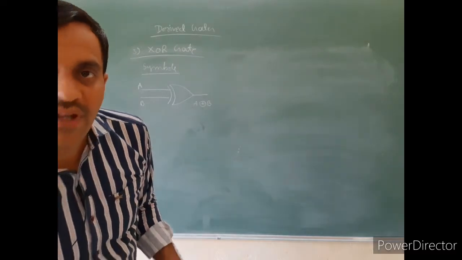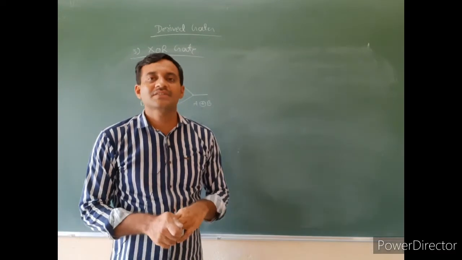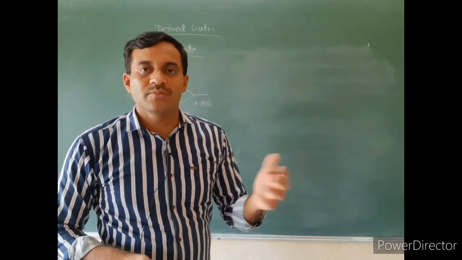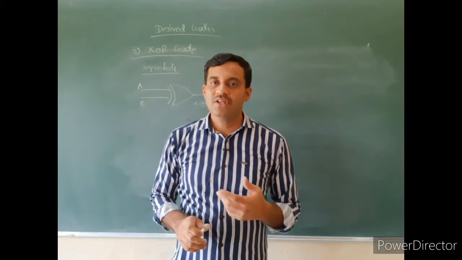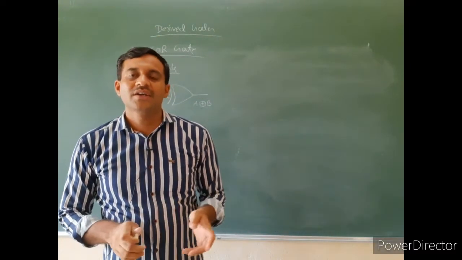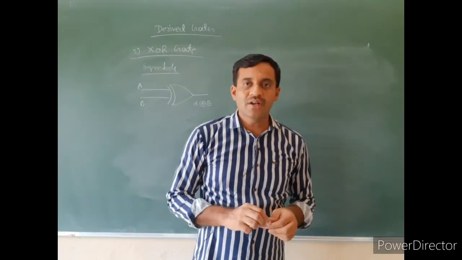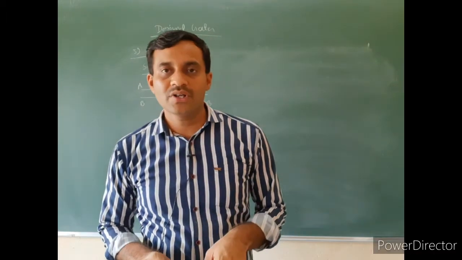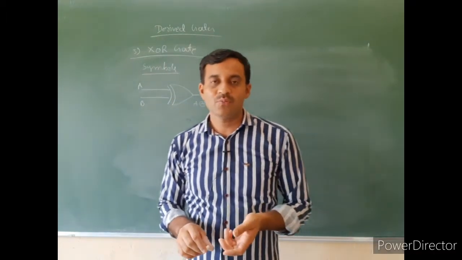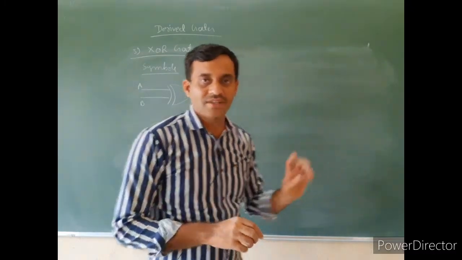Then, what is the working principle of the XOR gate? See here, it is also an electronic circuit. It accepts 2 or more inputs and produces only one output. If there is an odd number of ones in the input, then output is 1. If there is an even number of ones in the input, then output is 0. That is the working principle of the XOR gate.